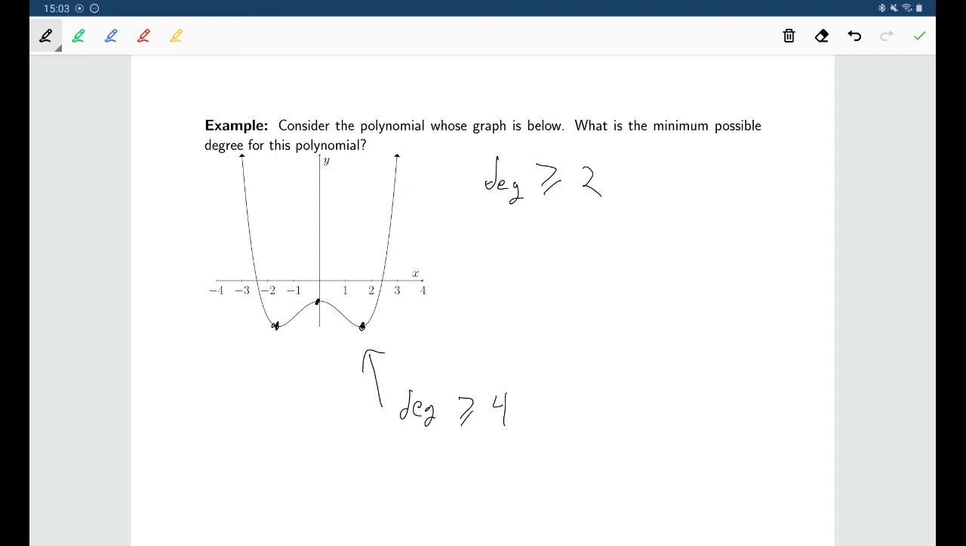So if we're putting together our clues, because there were 2 x-intercepts, we said, well, the degree needs to be at least 2. There were 3 turning points, so that said that we needed to have a degree of at least 4. So bare minimum, the smallest possible degree for this polynomial would be degree 4. So I would say that degree 4 is the smallest possible.